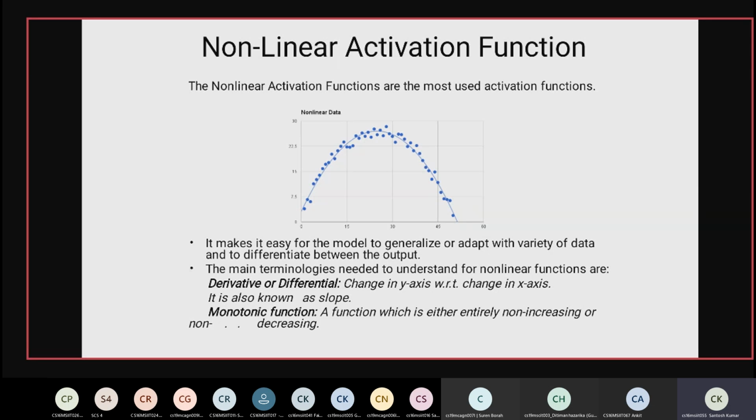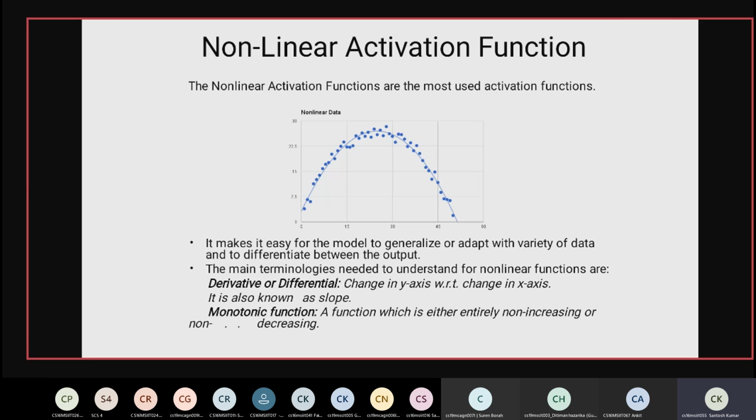So the main terminology needed to understand for non-linear functions is basically two key points: the derivative, or you can say the differential, change in y-axis with respect to change in x-axis, which is also known as slope. You can see that in the graph, the line is going upward and then coming down like a slope.